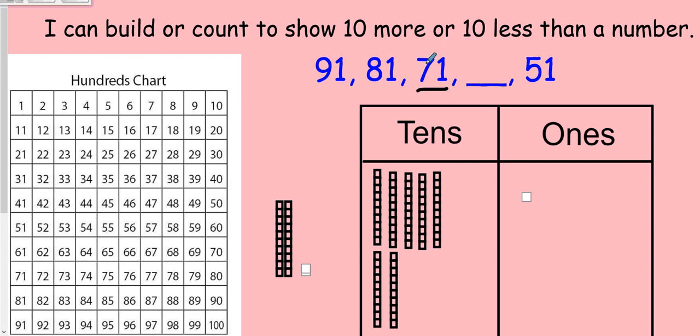It has 7 tens, so I need 7 tens. It has 1 in the ones place, so I need 1 in the ones place. Now, I noticed that we were counting down by tens. If I'm counting down by tens, I'm thinking 10 less than a number. If I want to show 10 less than 71 on my board, am I going to put more on the board or am I going to take away from the board?